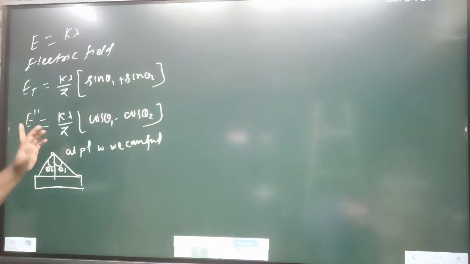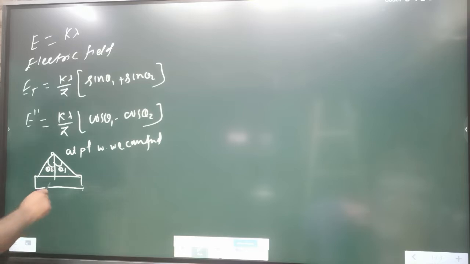E perpendicular and E parallel is equal to K lambda upon Z, cos theta 1 minus cos theta 2. For the parallel case, and for the perpendicular case, K lambda upon Z. Z is a distance. Which distance? This rod to this point distance. This distance is known as the Z distance here. Cos theta 1, theta 2 value is here.